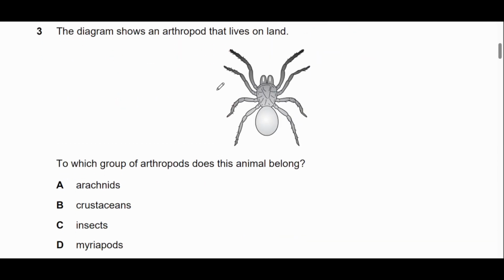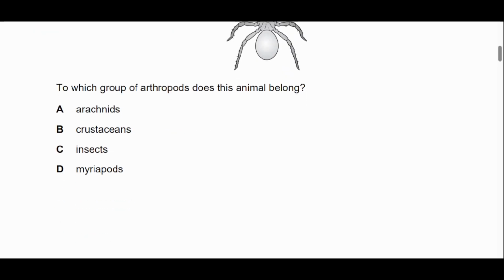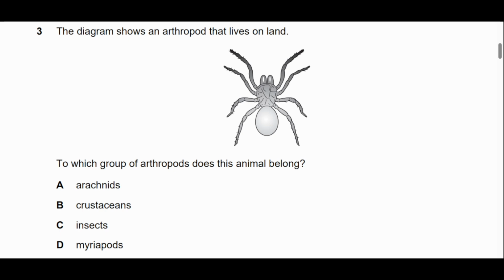Next, the diagram shows an arthropod that lives on land. To which group of arthropods does this animal belong? Arachnids, crustaceans, insects, or myriapods? Okay, so firstly, we realize that this arthropod has 8 legs. So 1, 2, 3, 4, 5, 6, 7, 8. It has 8 legs. It has a connected head and thorax, so it's known as a cephalothorax, and an abdomen. Therefore, you can conclude that this is an arachnid, a spider. Okay.